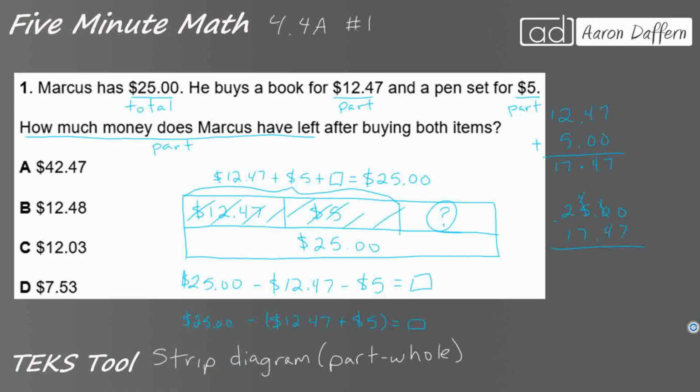So I'm going to take 10, we'll take one away, that's 9. That's going to be 3, that's 5. I need to regroup here. That's going to be 7. So how much money is left? $7.53. That's the change. You add that to the $5 and $12.47, you go back to $25. The answer is D.